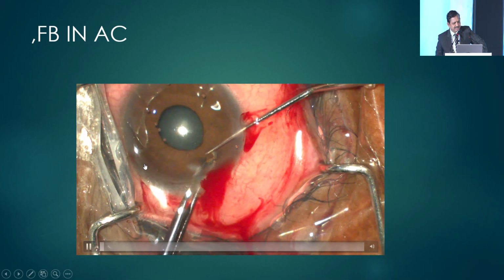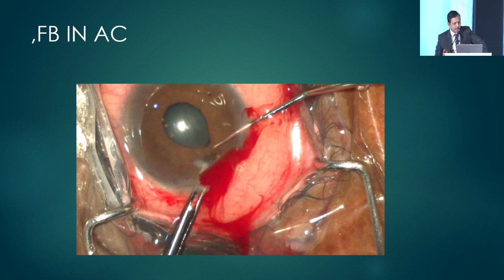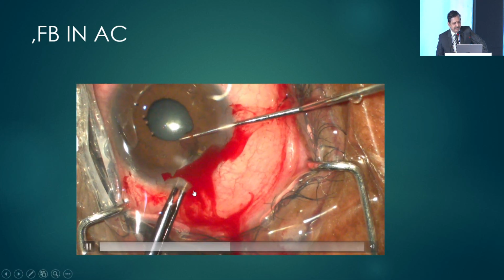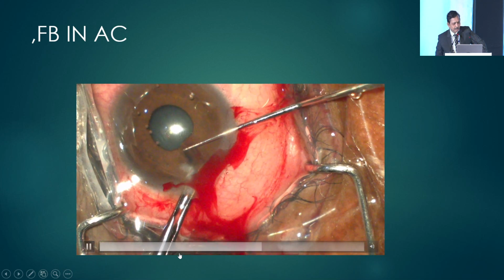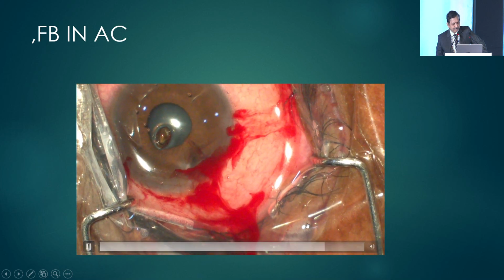Now this is another case where the foreign body was lodged in the anterior chamber. It was removed by making an incision here, as you see here, and then the whole thing was removed. So any foreign body, if it is visible, it is always better to remove that.